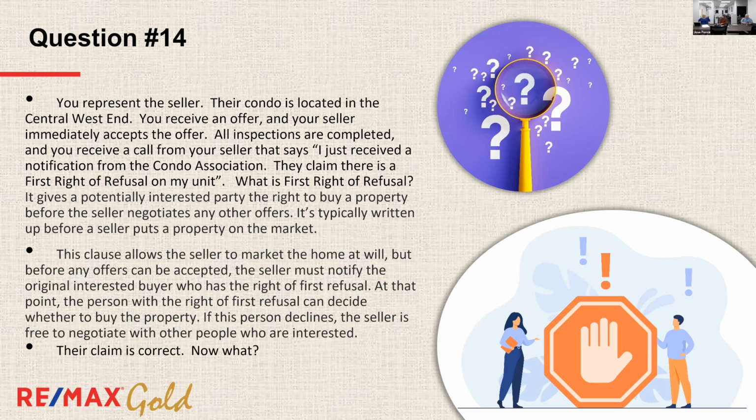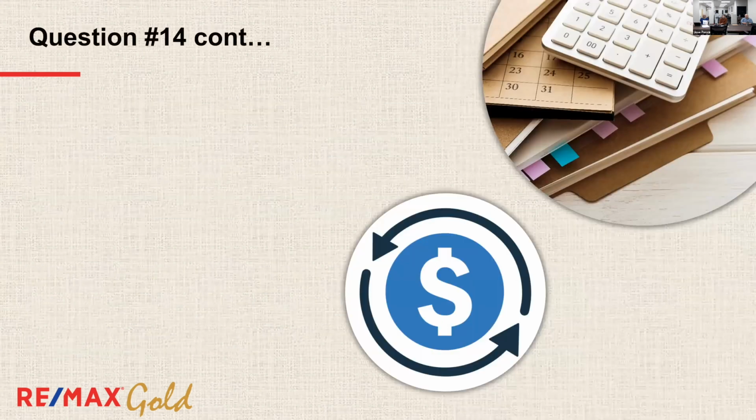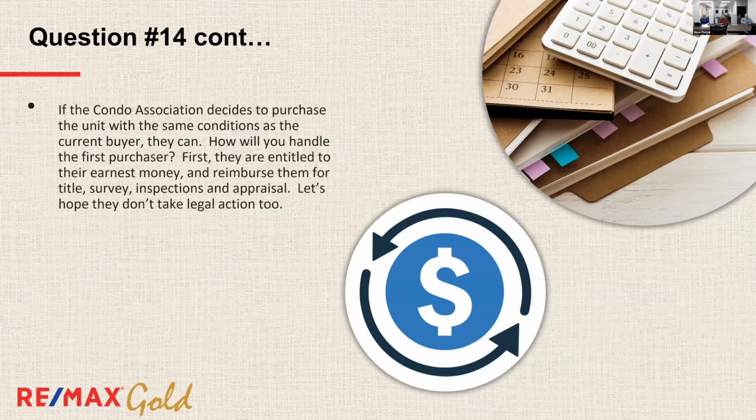And guess what? They were entitled to all of their inspection money, anything they had spent. But they also went after the part of being inconvenienced, because they had sold their house. They were planning on moving in there. So we didn't go to court, but they got a nice sum of money. So if you're listing something and you suspect there might be a first right of refusal, you should be checking on that.